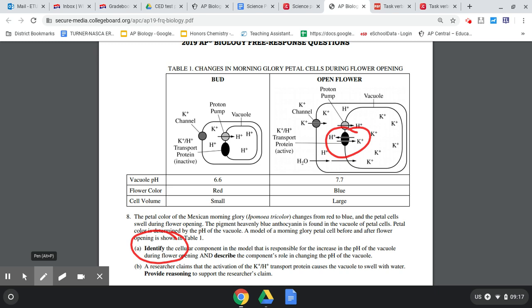Okay. So we've identified it. Identify just means point out that thing. But another science practice 1 task is to describe. It says, and describe the component's role. All right. So that transport protein allows hydrogen ions to leave. Okay. So how does that change the pH of the vacuole? Well, with less hydrogen ions, the pH is higher. Okay. So we had to rely on our science knowledge to answer those questions, to do things like identify and to describe.